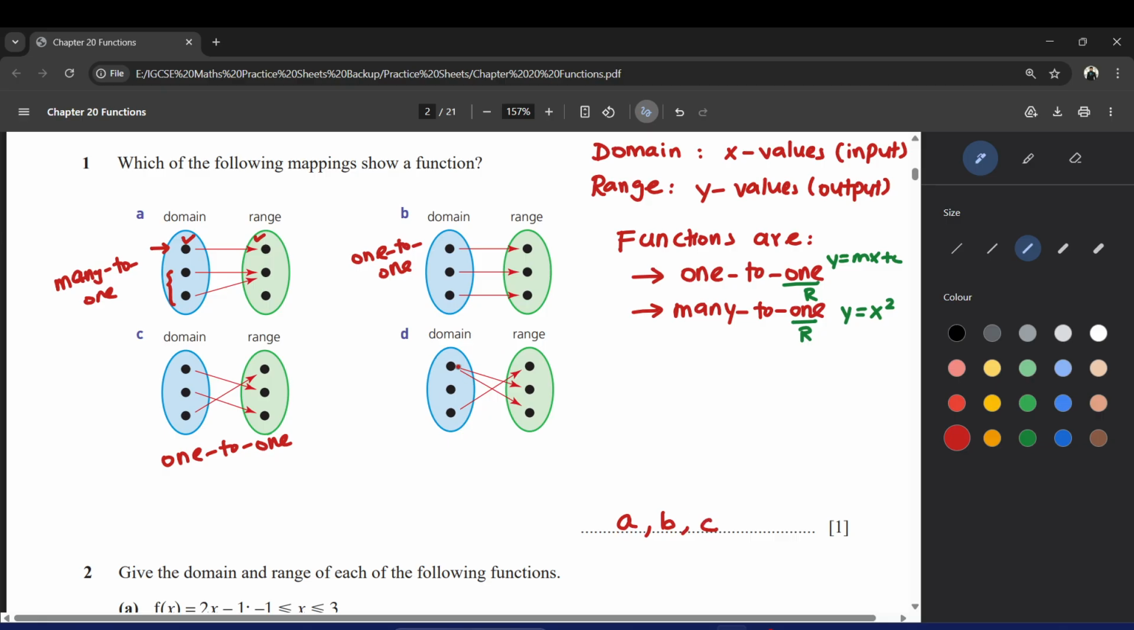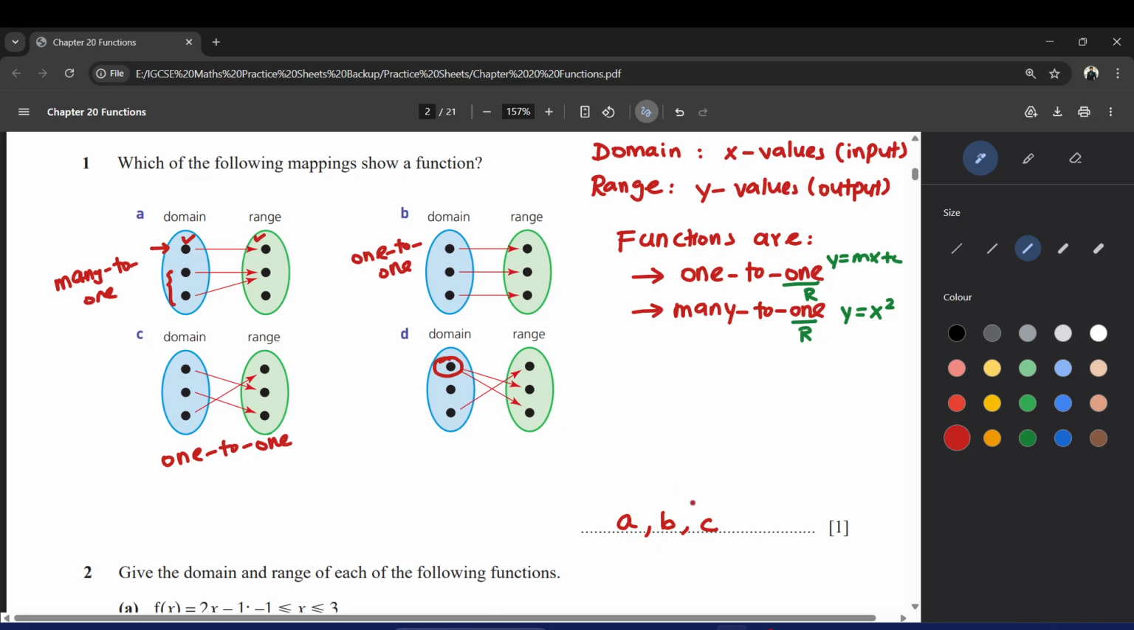Okay, what about D? Now if you look at D, for one domain value you're getting two values in the range. So this is not a function, because what is the requirement for a function to be called a function? It is that you must have only one value in the range for one or more domain values. For a single domain value you cannot have two range values. That's the rule. You will not call that a function, we will call that a relationship between the variables.